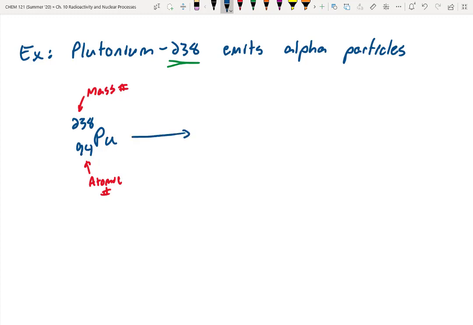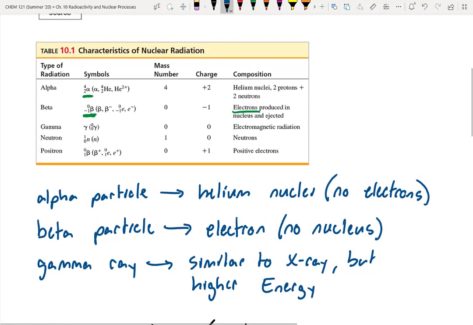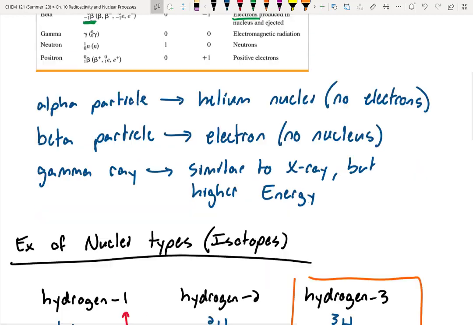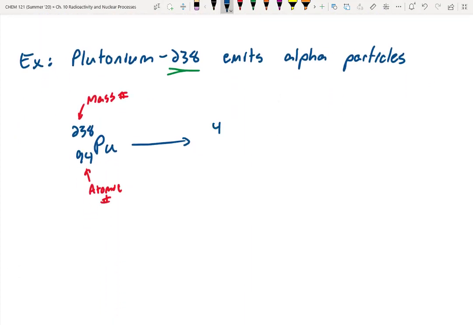So what in the heck does an alpha particle look like? Well, let's go back up to our table, right? And we said that an alpha particle looks like this. It's 4 on the top, 2 on the bottom with an alpha symbol. So let's go ahead and plug that in. We'll say 4 on the top, 2 on the bottom, and we've got this alpha symbol. So this right here is going to be my alpha particle.